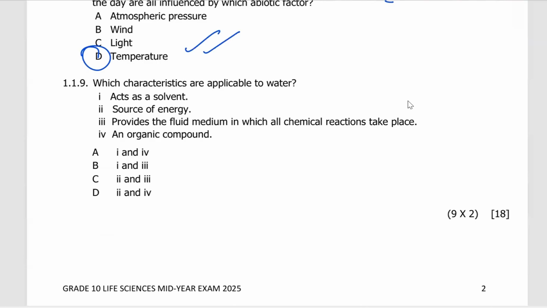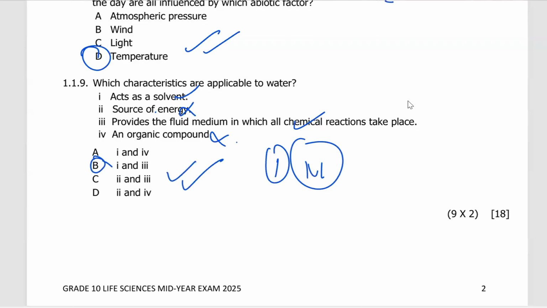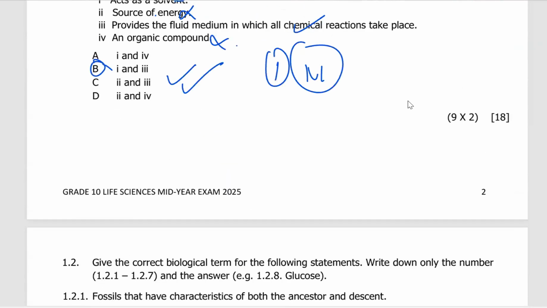Which characteristics are applicable to water? They're saying that it acts as a solvent. Okay, it's correct. And then they're saying source of energy, no, not water. Provides fluid medium in which all chemical reactions take place, correct. And organic is not correct. So it's basically 1 and 3. So I have to look for 1 and 3, which is B. So B becomes the most correct answer. So basically there are 9 points times 2, which gives me 18.